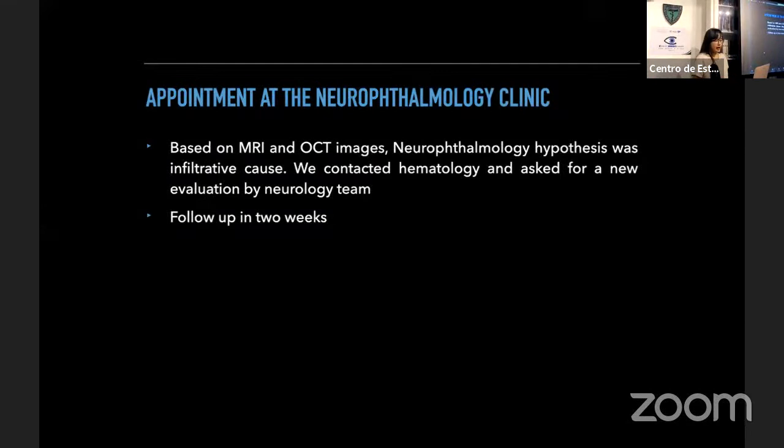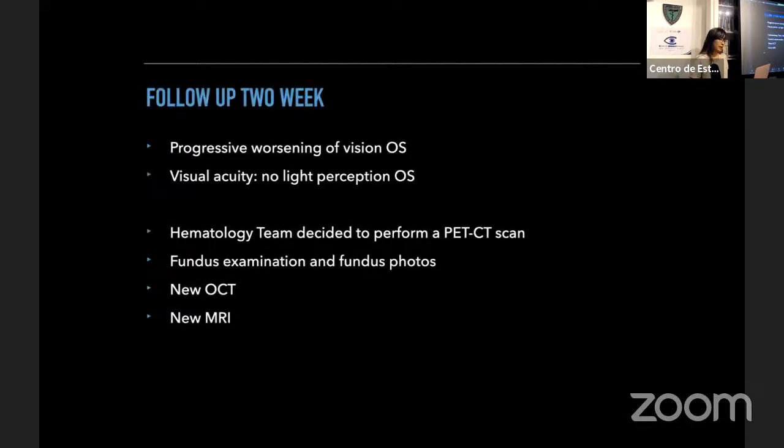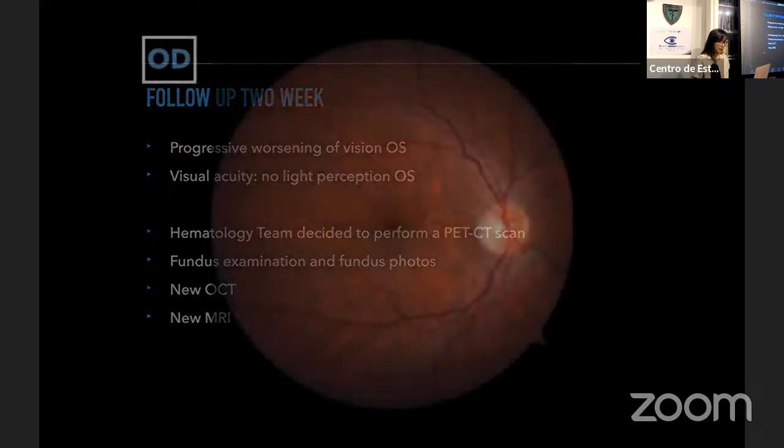So based on the MRI and OCT images, the neuro-ophthalmology hypothesis still was an infiltrative cause. So we contacted hematology and asked for a new evaluation by the neurology team, and asked the patient to come back in 2 weeks. He came back in 2 weeks saying that he was having a progressive worsening of vision in the left eye. His visual acuity now was no light perception. And the response from the hematology team was they decided to perform a PET-CT scan, which we are still waiting. The fundus examination, OCT and MRI I'll show in the next slides.